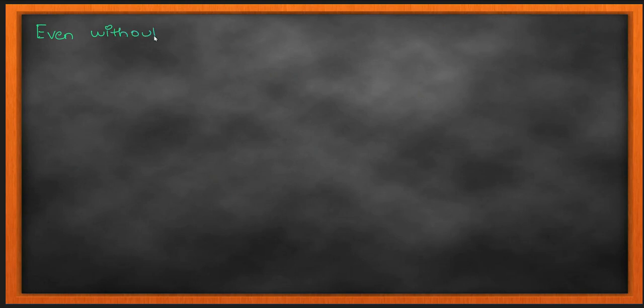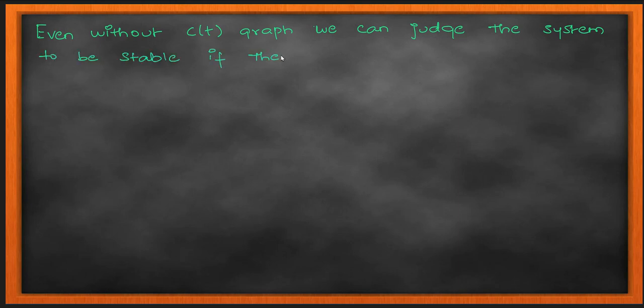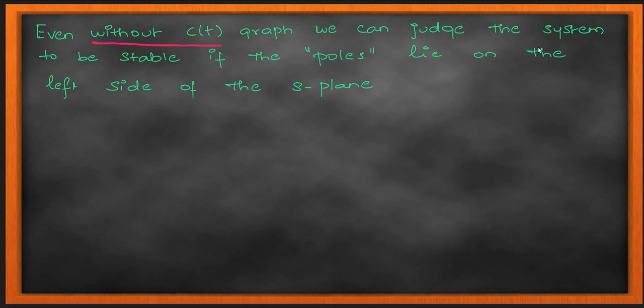That is your case 1. So what can I infer from these two graphs, even without C of T? Even if I didn't have the system response, I can tell that the system would be stable if I know the poles of my system and the poles lie on the left side of my s-plane. Then I can just call that a stable system. So I don't need my C of T.